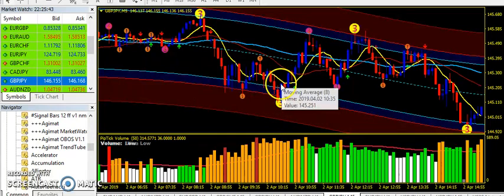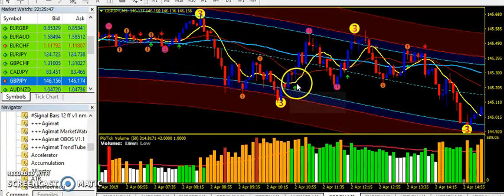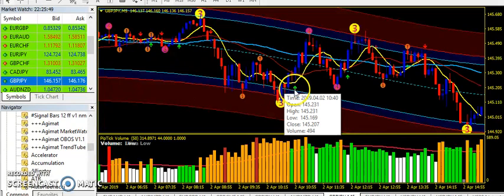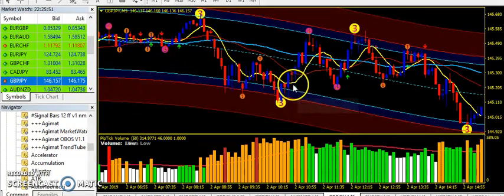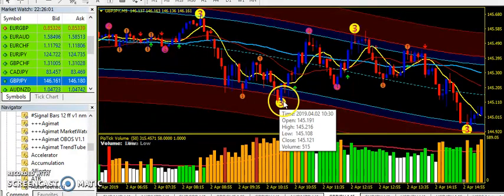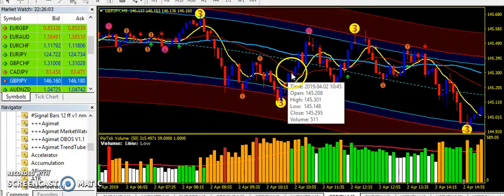Confirmation number 1. Confirmation number 2, you have price closing above your signal line. Confirmation number 3, you got your crossover arrows. So you can then jump in for the trade because you know now that this 3 trend reversal signal is solid. It's not going to repaint after all of these confirmations.